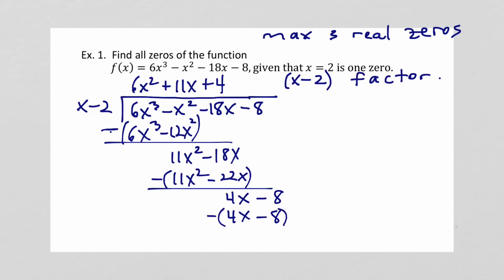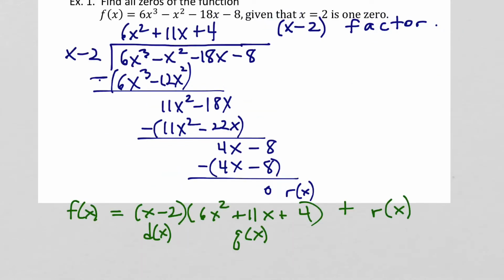So this looks promising because when I subtract there, I'm going to get an r of x equal to 0, which is what we said would happen if x minus 2 is a factor of f of x. You would expect it to divide into f of x evenly, which means you would have 0 remainder. So what that tells me is that the other factor is 6x squared plus 11x plus 4.